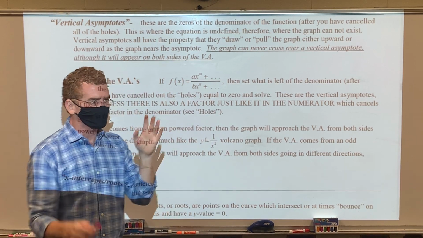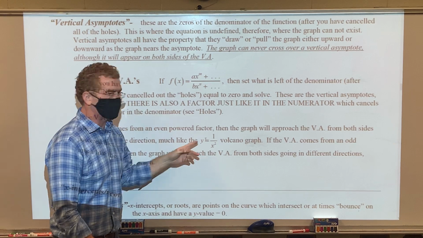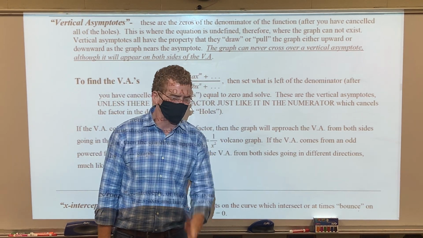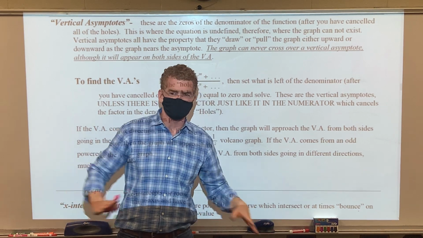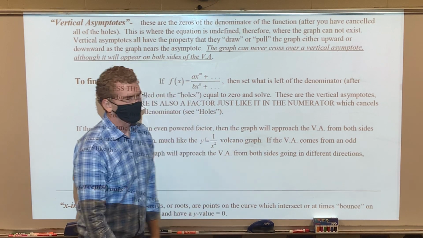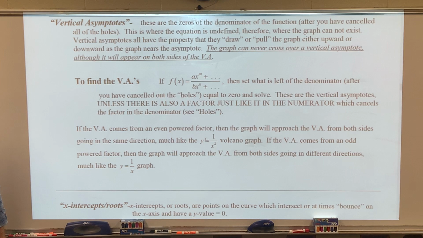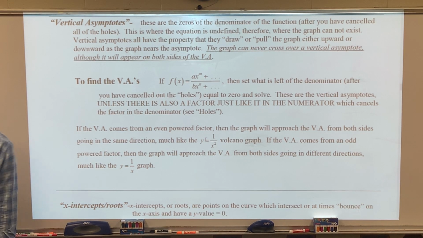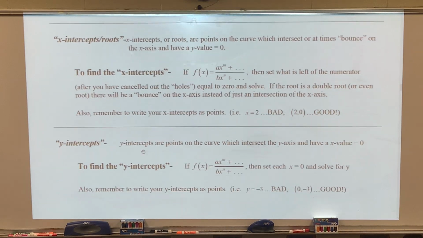So if I get it all factored and I go, oh, look, there's a VA, and it came from an x minus 2 squared, my VA is going to be at x equals 2, but it's either going to go up and up or down and down, depending on some other things. Are you tracking with me? All right. Last two things, you should already know this.